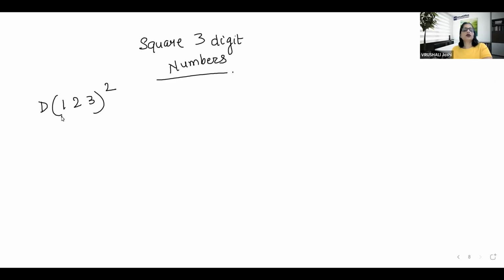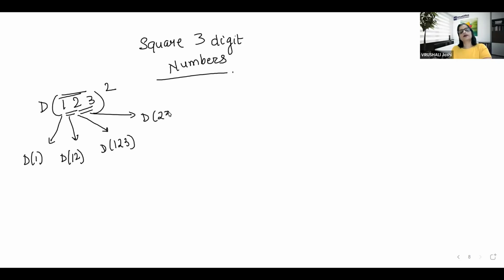123. So what we are going to do here is, you're going to first find the duplex of 1. Then you're going to find the duplex of 12. Then you're going to find the duplex of 123. As soon as you reach the last digit of the entire number, you will start leaving the first digit. So the duplex of 23 will be the next, and the last will be the duplex of 3. Is this clear until here?